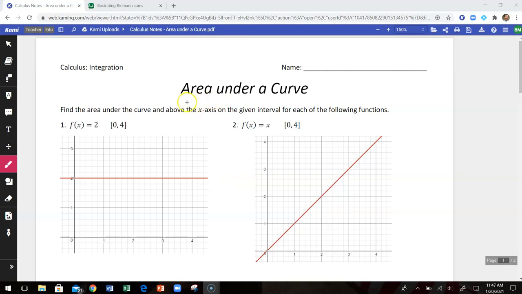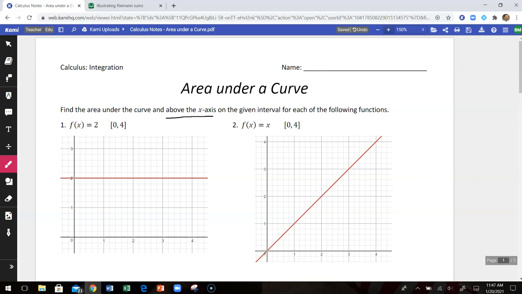Okay, this is a discussion of area under a curve. So our directions here are going to be to find the area under the curve. And we're just going to call any graph that we have a curve, even if it's a straight line. Okay, so find the area under the curve and above the x-axis, that's important as well, above the x-axis, on the given interval for each of the following functions.